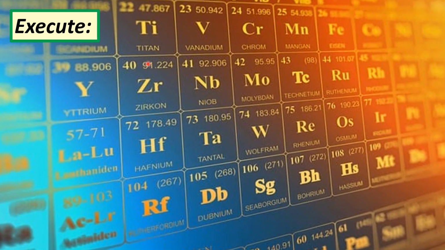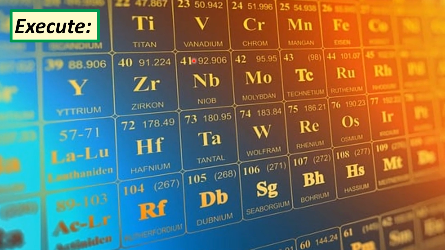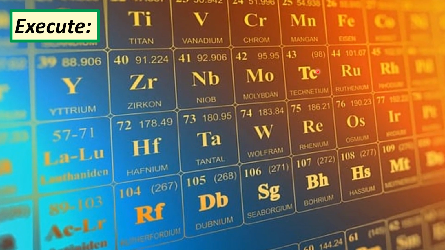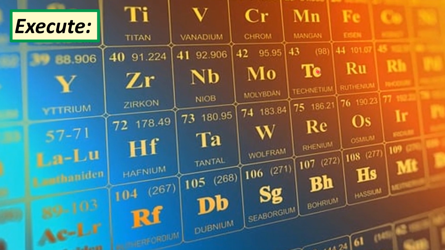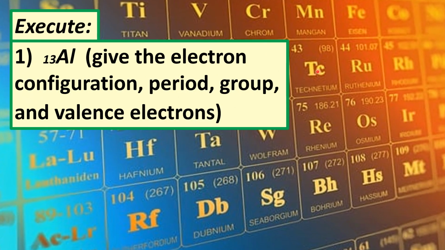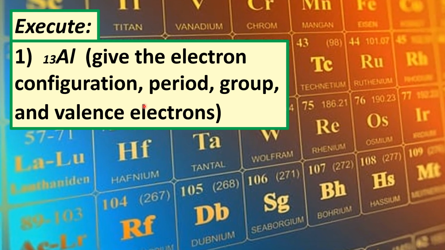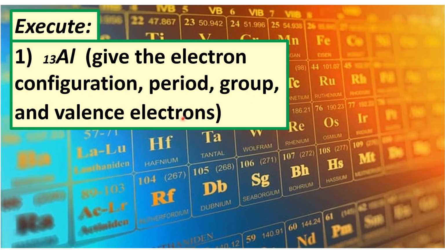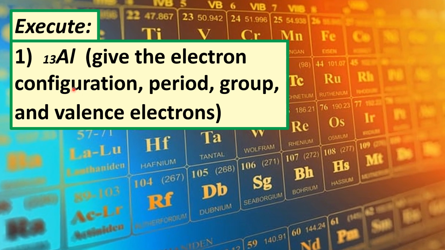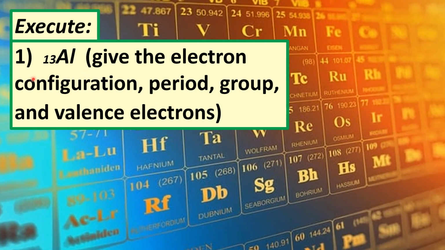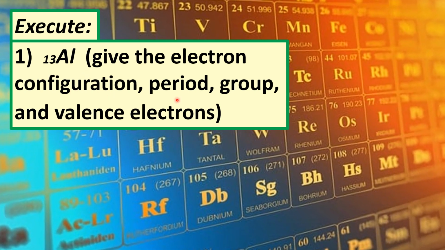Moving on now to our answers to the questions. Number one, question number one, you are to give the electron configuration, the period, the group, and the valence electrons of the element aluminum with atomic number 13.